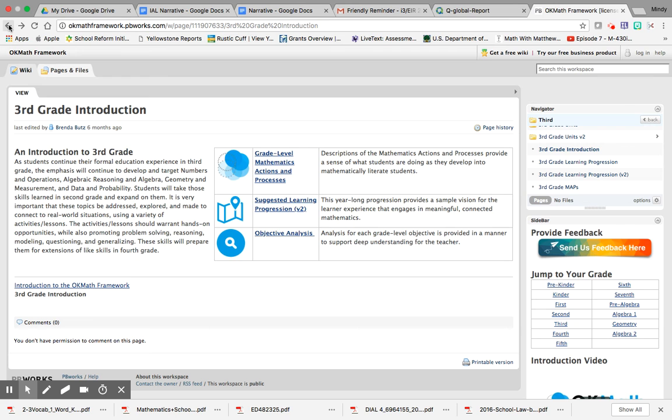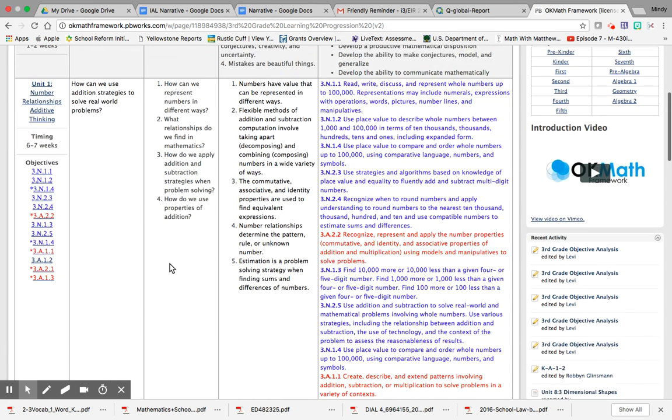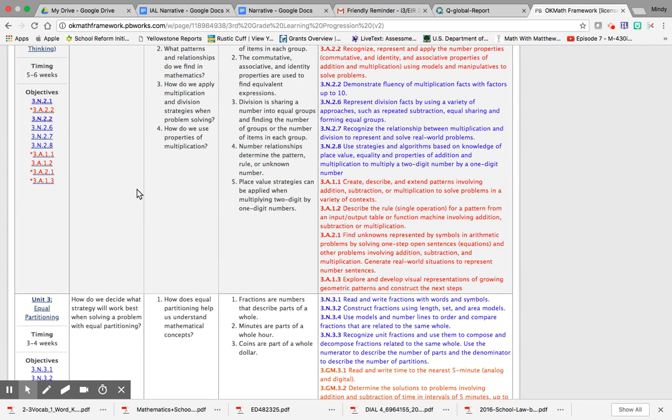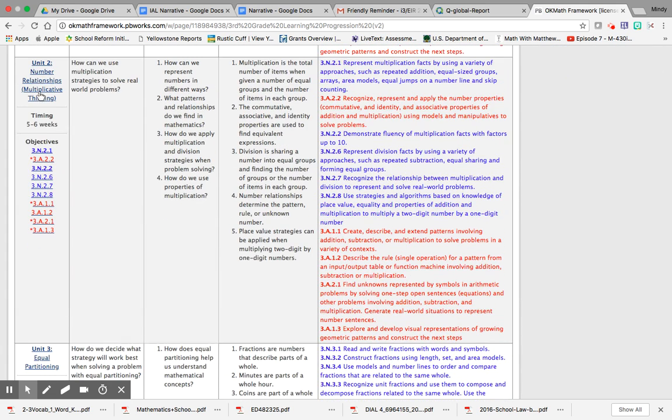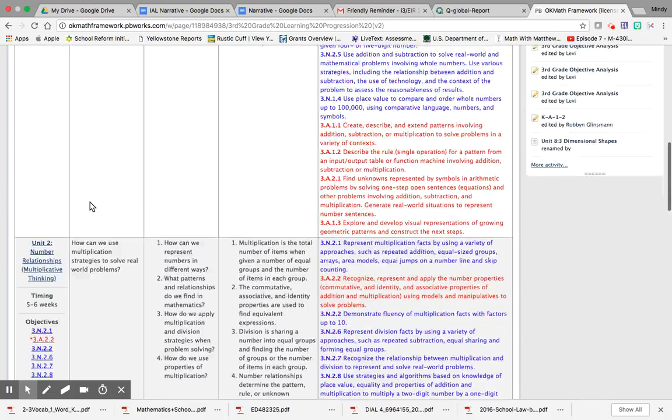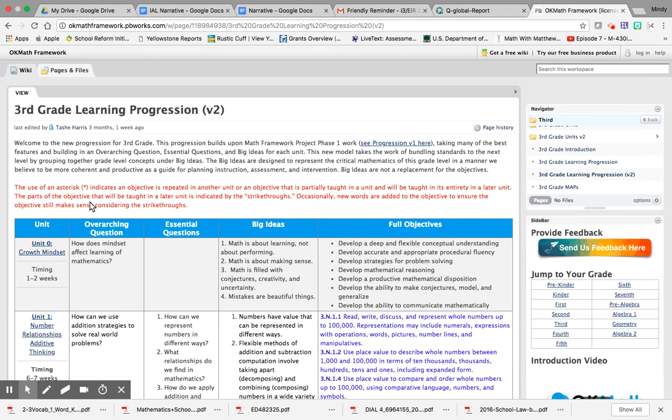And that's what I suggest, is to follow those frameworks and look at that suggested learning progression, because it's immediately going to, I'm going to click on it again. It tells you how much time. So guess what? Your number relationships and additive thinking is 6 to 7 weeks. That means that's a huge skill. 5 to 6 weeks, number relationships, multiplicative thinking. That's a huge skill in 3rd grade. So then it automatically does that for you. So you don't have to do that yourself. So that is my suggestion and what I would do.